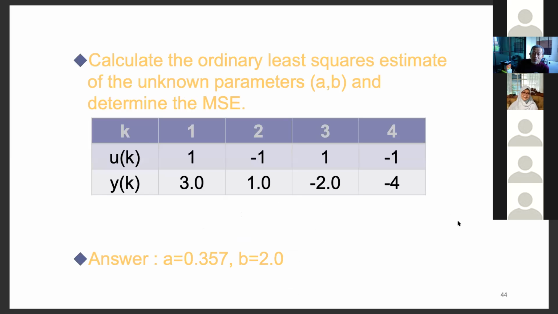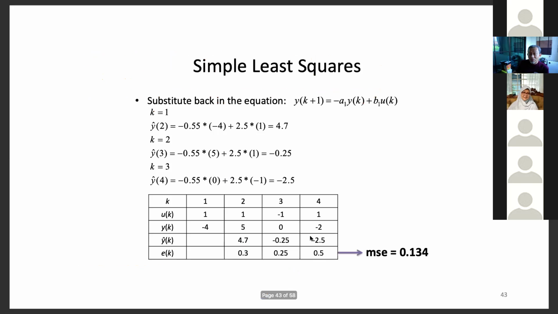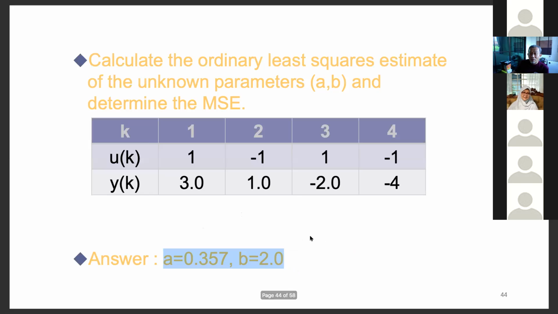Then some extra exercises for you to do, but I don't have the solutions. I just have the answers. So you just do the method that I showed before, and then do the conclusions here, by substituting back in the equations. So this one is for your perusal, slide 44.